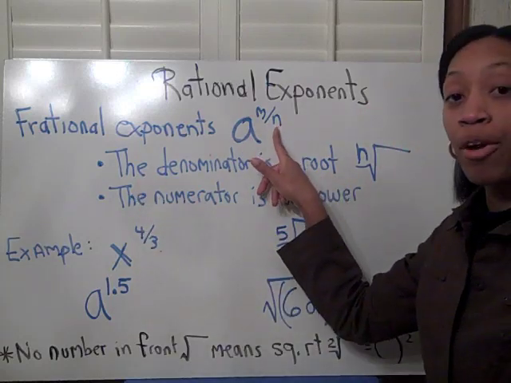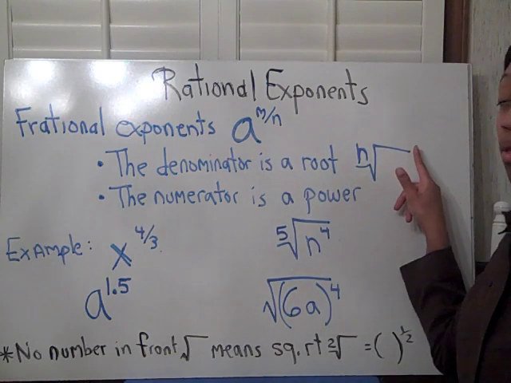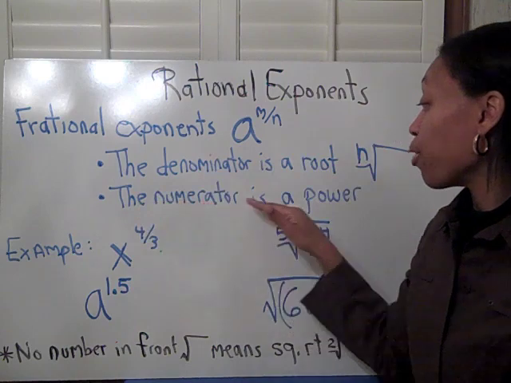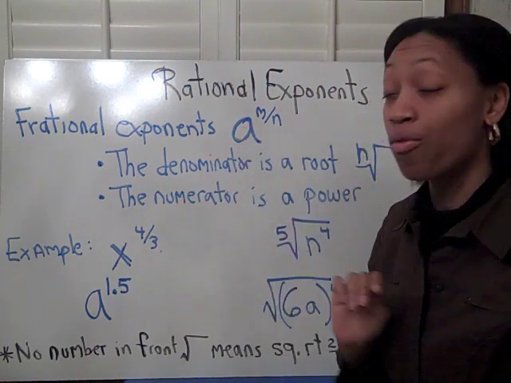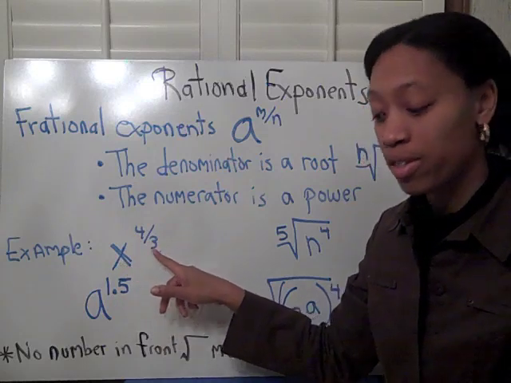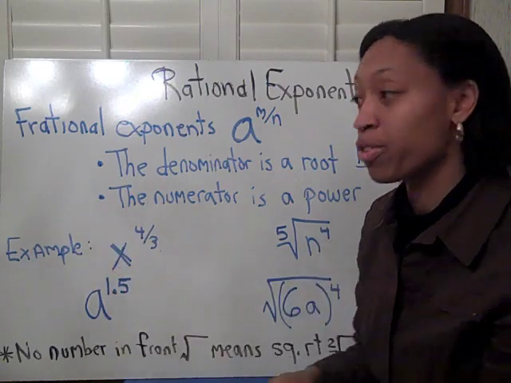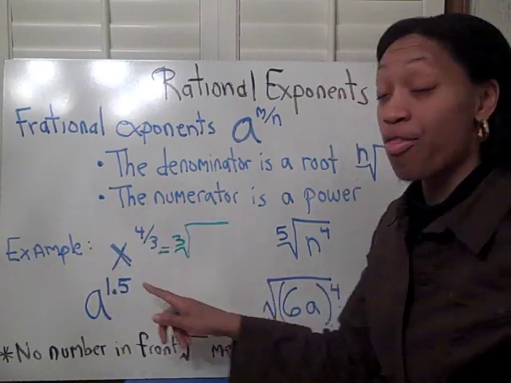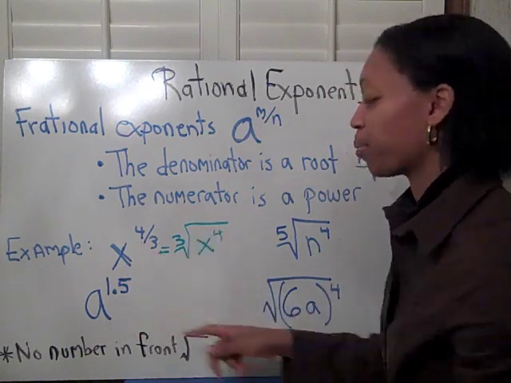The denominator is a root. Here I have a denominator of n. Here that n comes out and makes a root over the whole thing. The numerator is a power, and that will stay the same. So, for example, here I have x to the 4/3. I take that 3 and I pull it out front to make it a root. Then on the inside, I still have x to the 4th power.